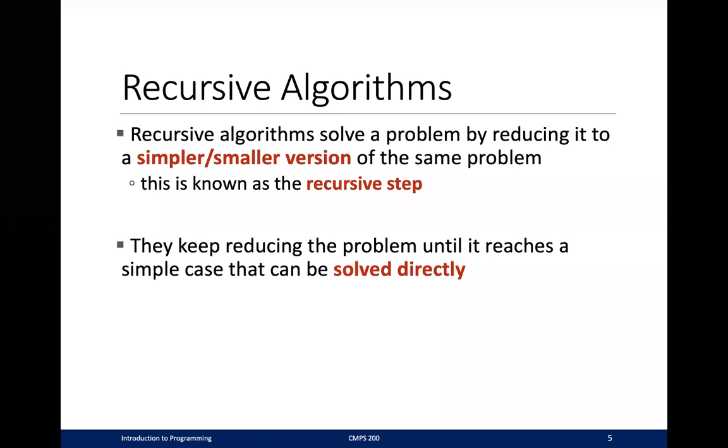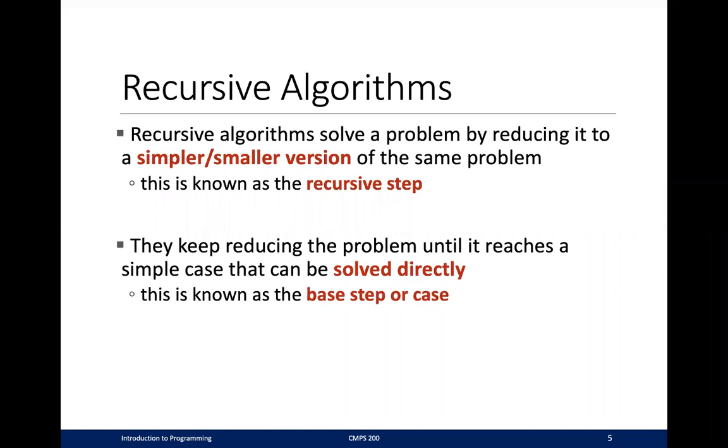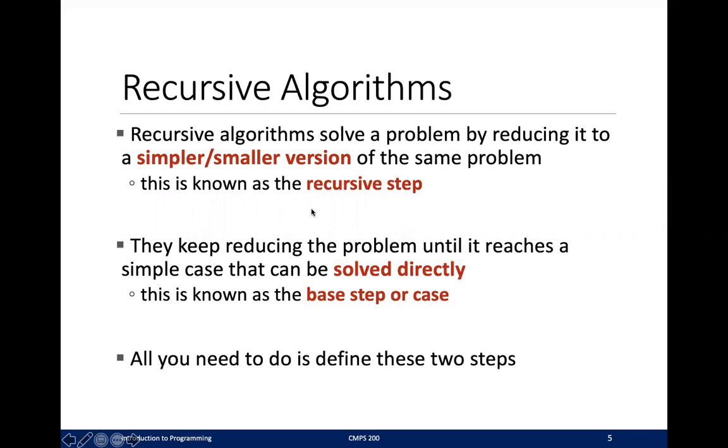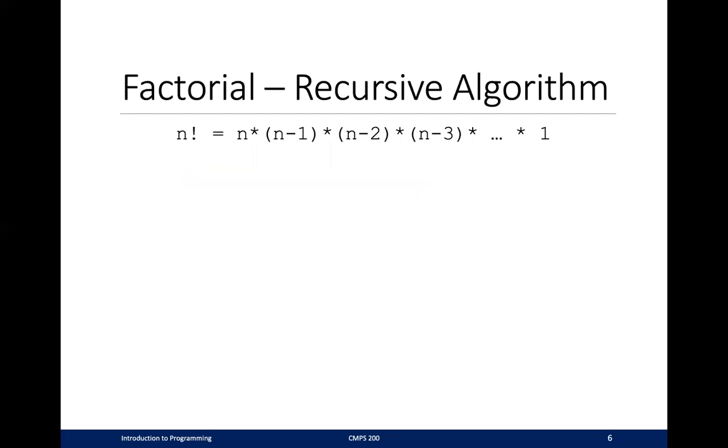The first step, which is reducing the large problem into smaller problems, is called the recursive step. And the second step, which is hitting a case where I can solve directly, is called the base step or base case. And all you need to do is to find these two steps. In any recursive algorithm that you're going to write, you have to think about two things. What is the base step or base case? A simple version of the problem that I can solve directly. I know its solution. And the recursive step. How do I take a bigger problem and reduce it into a smaller version of the same problem until I reach the base case? Let's see an example of this using the factorial.